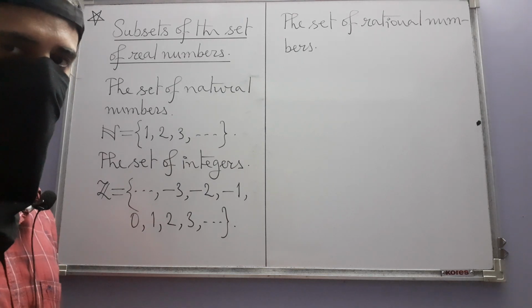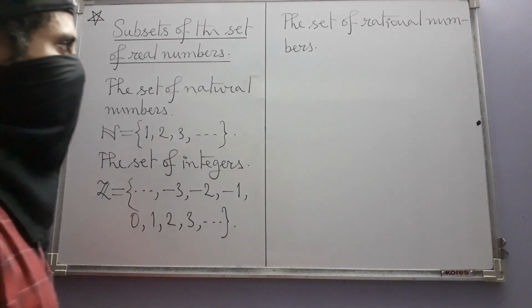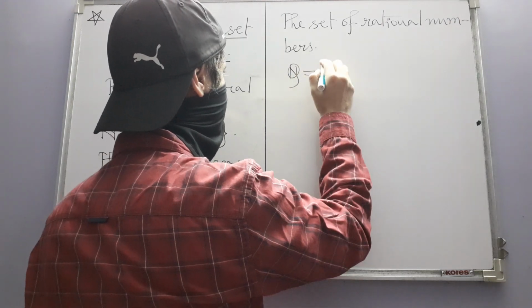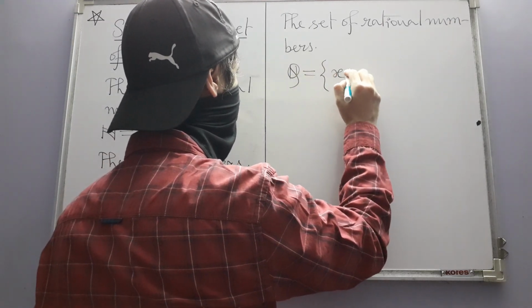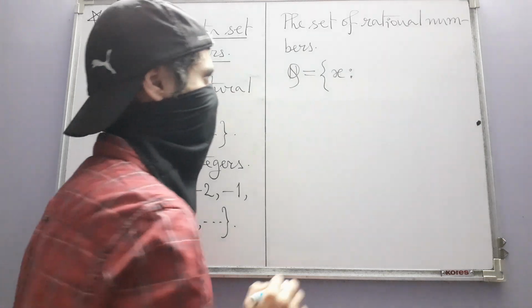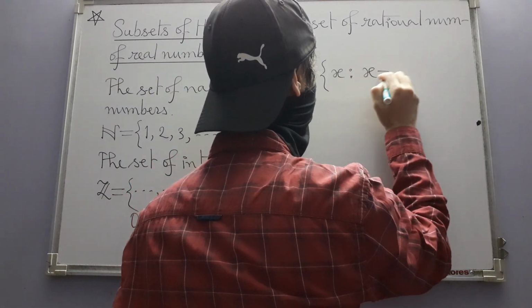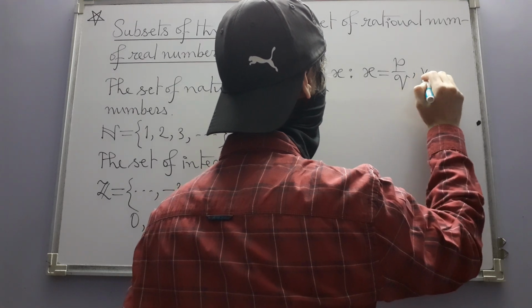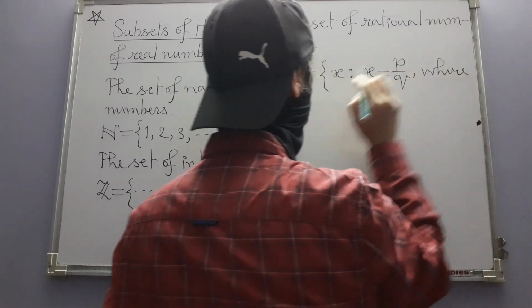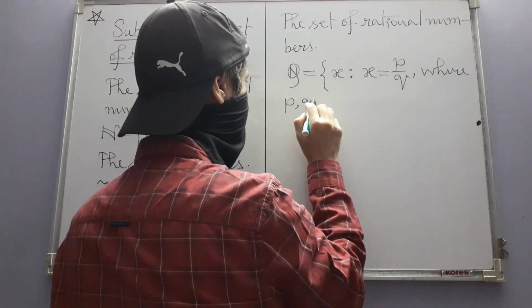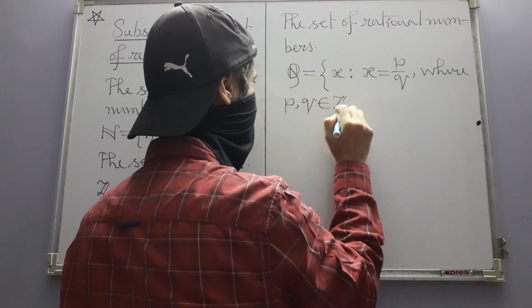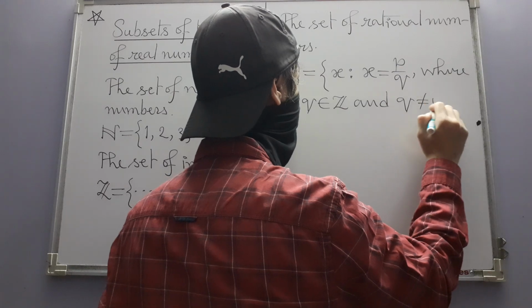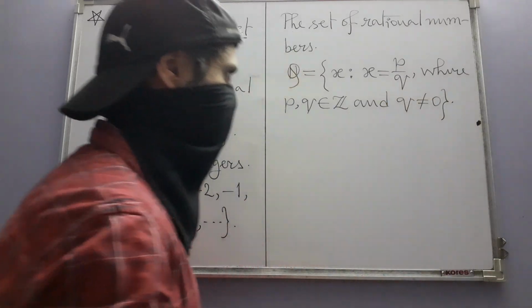So we only have to rely on set builder notation. And in set builder notation, the set of rationals is of course this. It is the set of all x such that x is of the form p over q, where p and q are integers and q is not equal to 0.